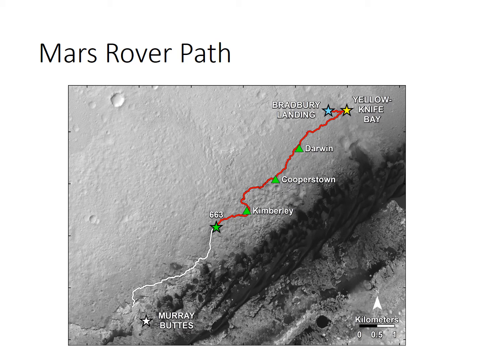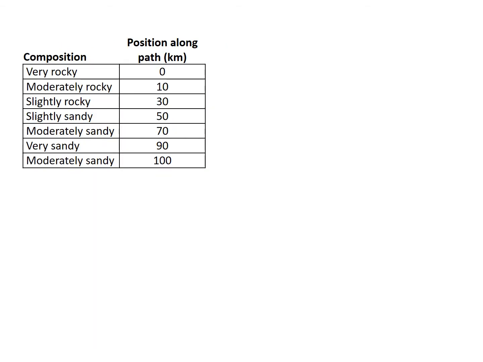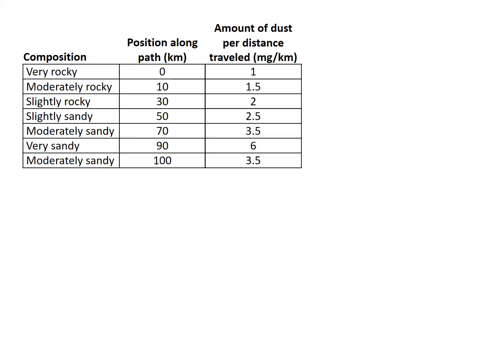The first step in figuring out the total amount of dust that will accumulate is to identify the composition of the Martian surface at various points along the route. Here is a table that shows the composition of the Martian surface at 7 points along the rover's proposed route. And here is NASA's estimate of how much dust would accumulate on the solar cells per kilometer traveled for each type of surface composition.